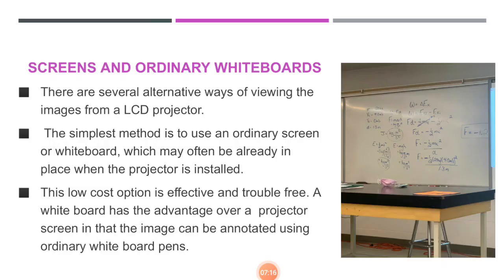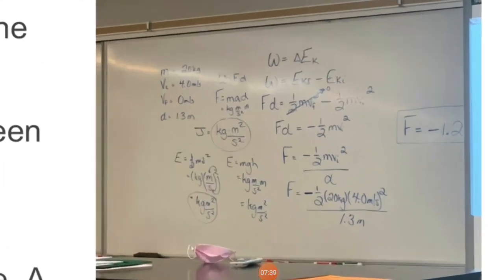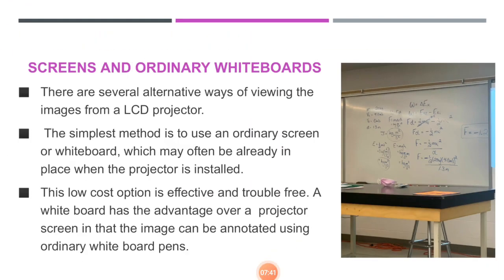Then screens and ordinary whiteboards. Ordinarily we can use whiteboards, which are an alternative to LCD projectors. So there is a simplest method of an ordinary screen or whiteboard, which is already placed when the projector is installed. It is low cost, effective, and trouble free. The image can be annotated using ordinary whiteboard pens. Using pens we are able to write calculations or draw images that can easily be rubbed off, and we can use it the next time without trouble.